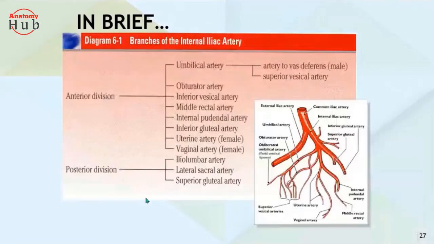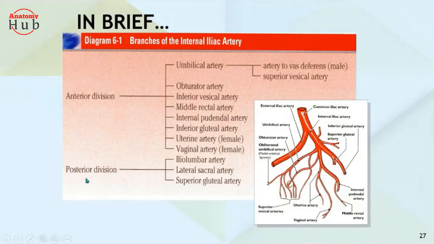So in brief, you have to note it, right? We have the anterior division of the internal iliac artery and the posterior division of the internal iliac artery. One branch is your umbilical artery, which gives branches to the vas deferens and the superior vesical artery. Then the obturator artery, inferior vesical artery, middle rectal artery, internal pudendal artery, inferior gluteal artery, uterine artery in female, and vaginal artery in female. These two are the extra arteries.